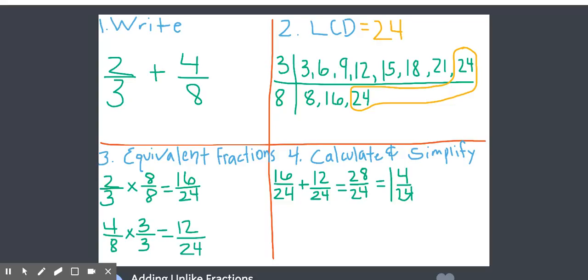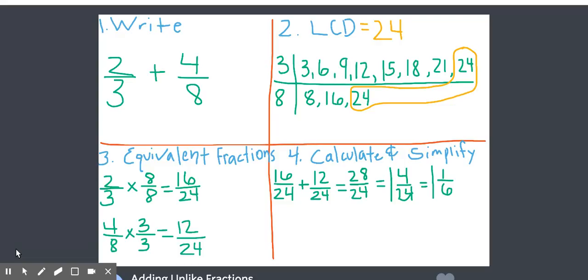Okay, and then now I can simplify that even further. And I know that because 4 over 24 are both even numbers. So I bring over that whole. 4 divided by 4 is 1. And 4 can go into 24 6 times. So my answer is 1 and 1/6.